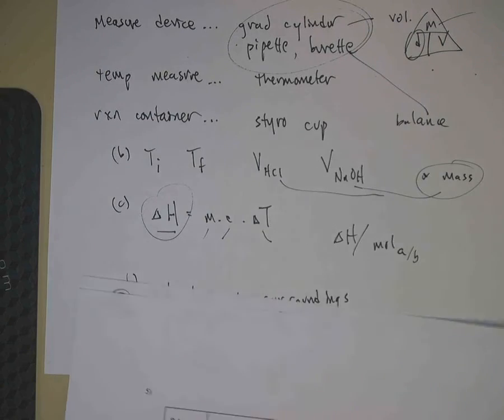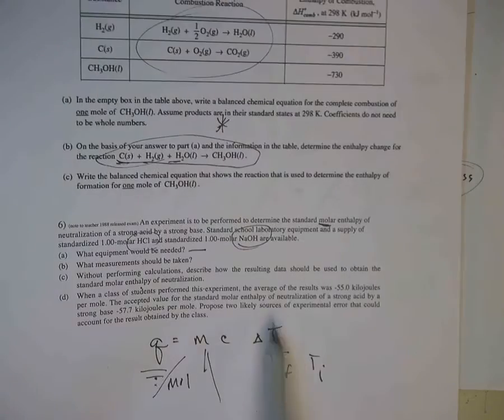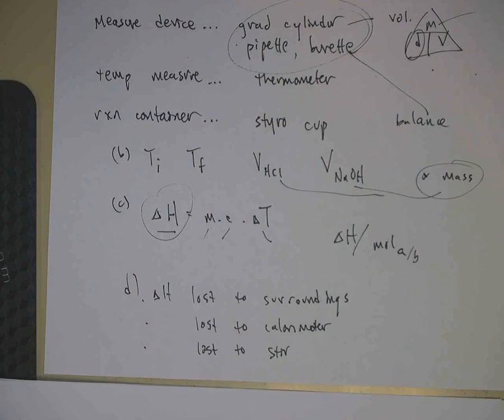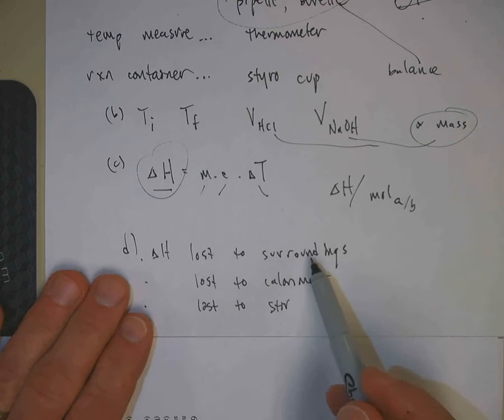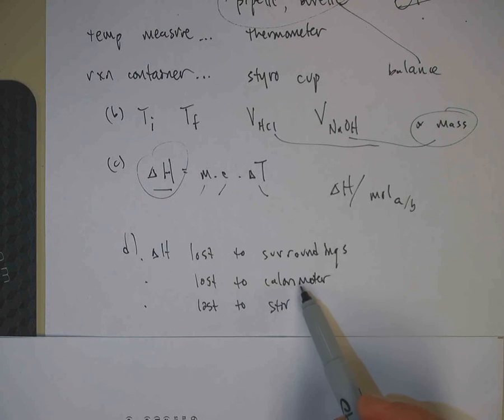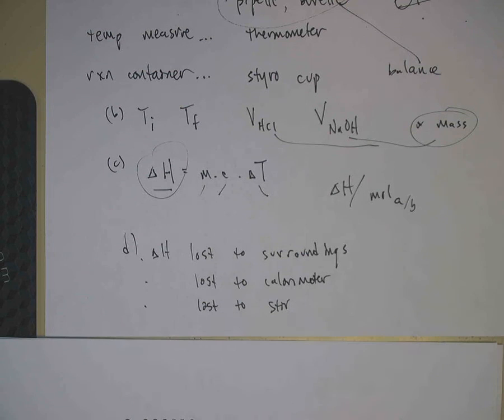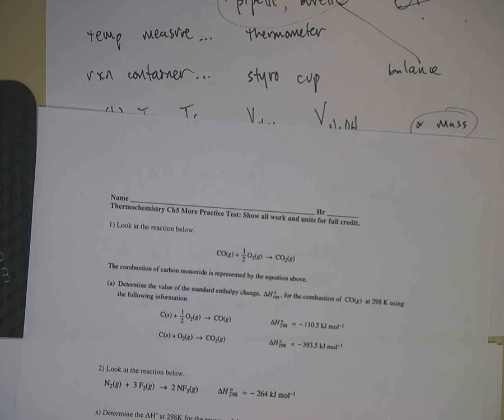And then lastly, letter H, there was some error. What are likely causes? Well, most of them have to do with the enthalpy or heat being lost to the surroundings, lost to the calorimeter, absorbed by the calorimeter, or lost to the stirring mechanism or something else. This is a quick overview of the Chapter 5 more practice test.